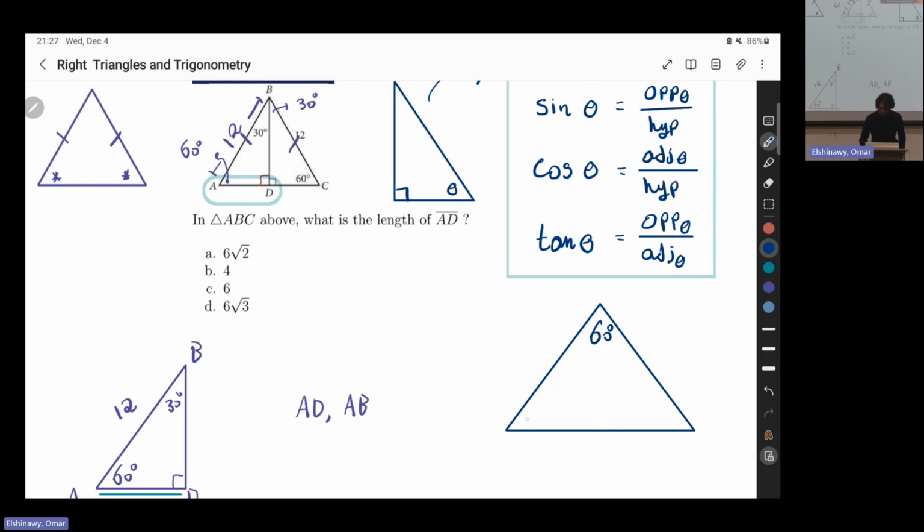And here there's an angle of 60. Here there's an angle of 60. So if the sides are equal, the angles are equal, and vice versa. And this is 12, this is 12, and this is 12.